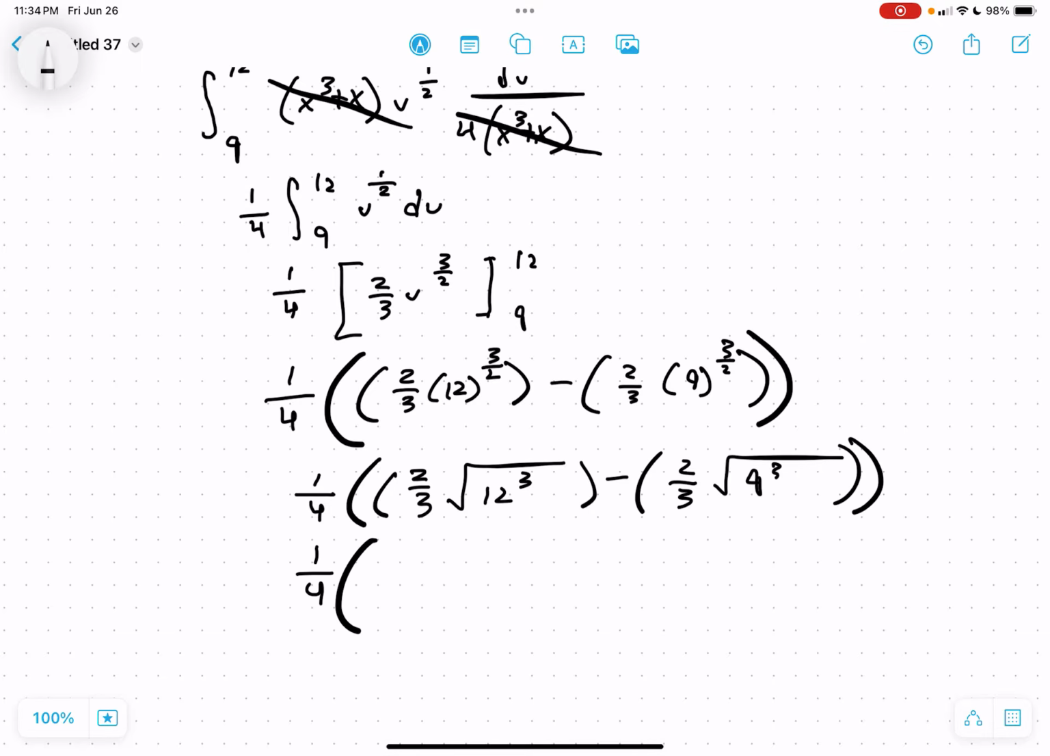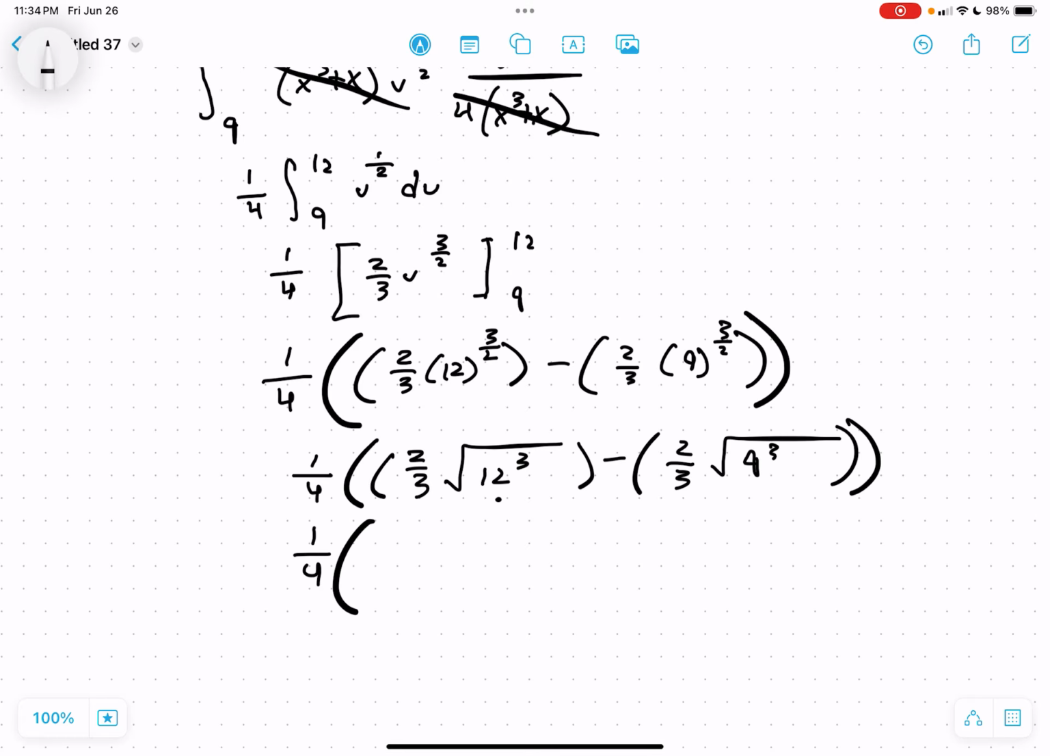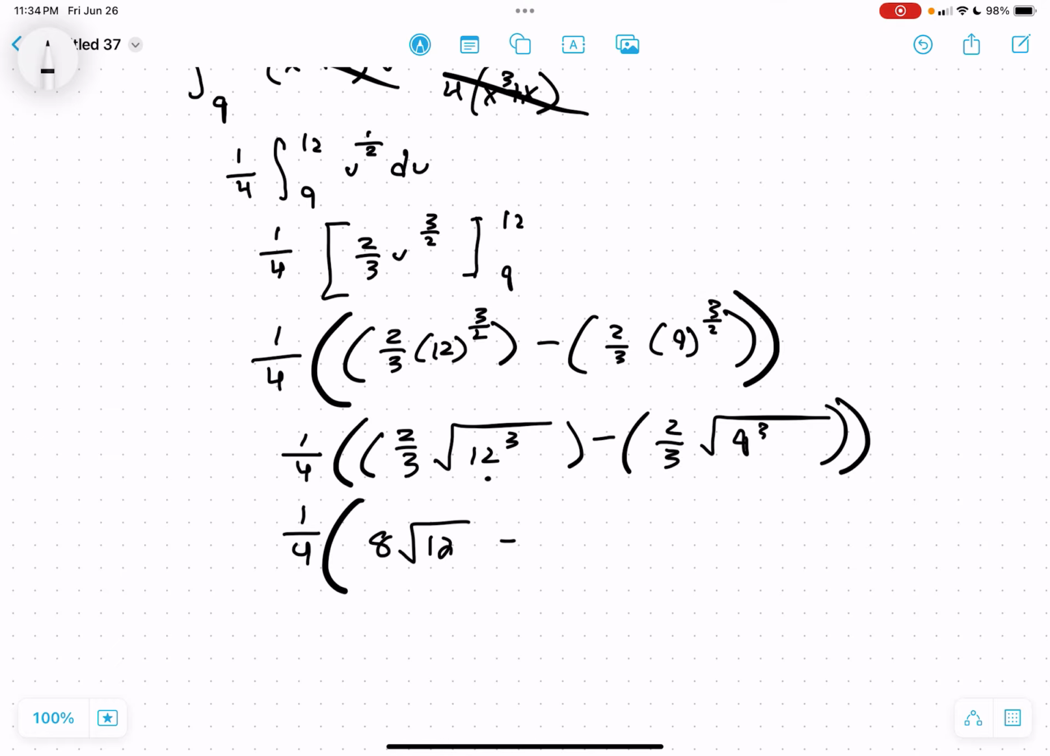And notice that I can take out a 12 squared because I have a 12 squared in here. So that's going to become 2/3 times 12 times root 12. 2/3 times 12 is going to be 8. So I get 8 root 12 minus, okay, 9 cubed. I can take out a 9 and I get 2/3 times 9 root 9. But the square root of 9 is 3. So really the square root of 9 cubed is 27. And 27 times 2/3 is going to be 18.